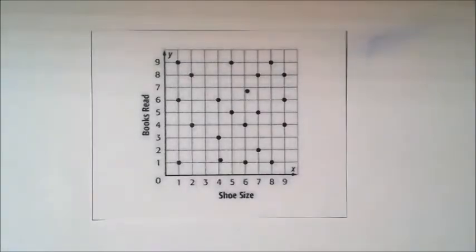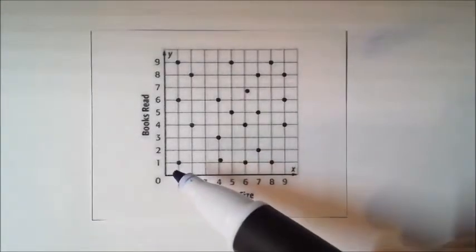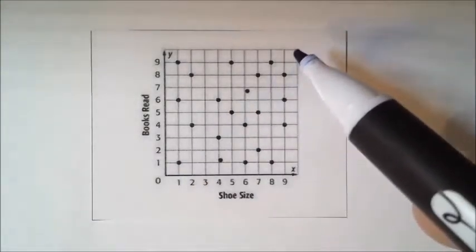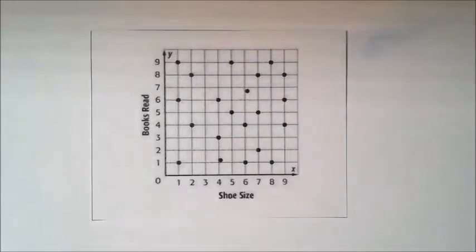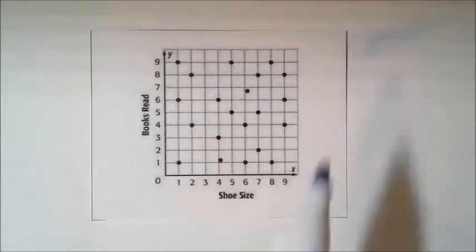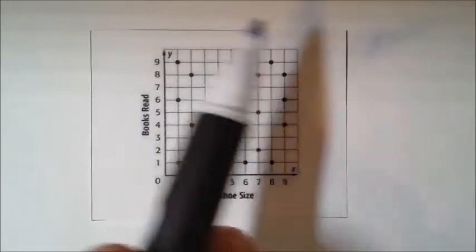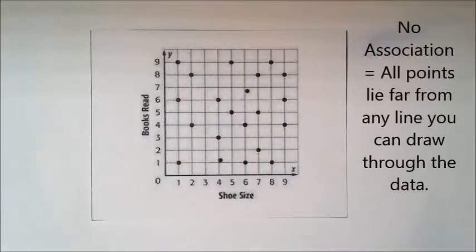Notice in this example right here, it doesn't matter where I draw my line. I could draw it cutting up this way, or cutting through this way, and the points would be roughly about the same distance away from the line. They're not near it, they're scattered out. And when you have one with this really random pattern, this is where we would have no association.